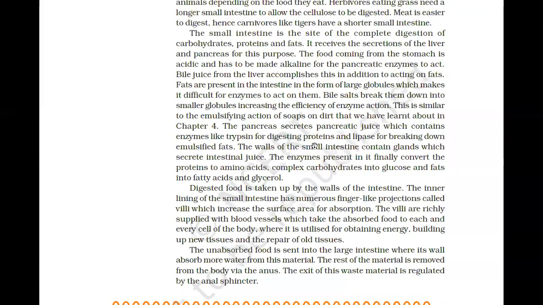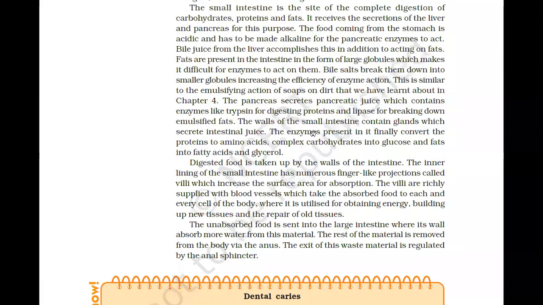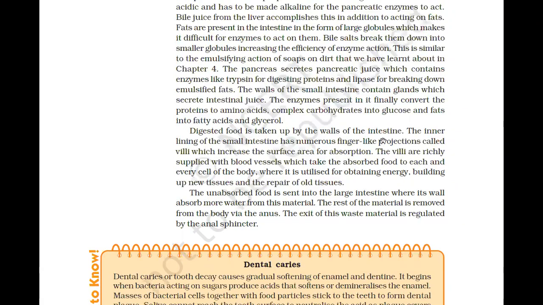The pancreas secretes pancreatic juice, which contains enzymes like trypsin for digesting proteins and lipase for breaking down emulsified fats. The walls of the small intestine contain glands which secrete intestinal juice. The enzymes present in it finally convert the proteins into amino acids, complex carbohydrates into glucose, and fats into fatty acids and glycerol. Digested food is taken up by the walls of the intestine.